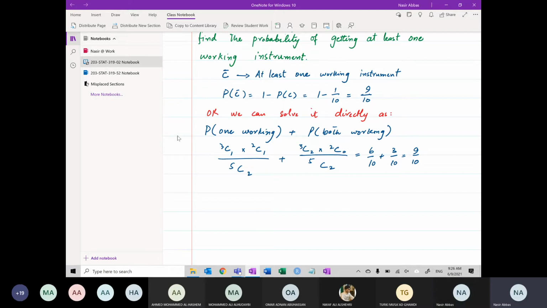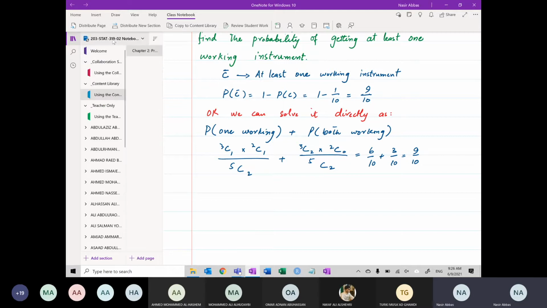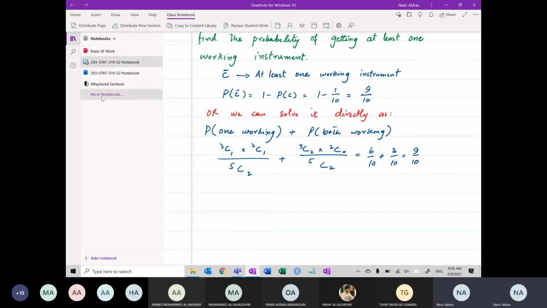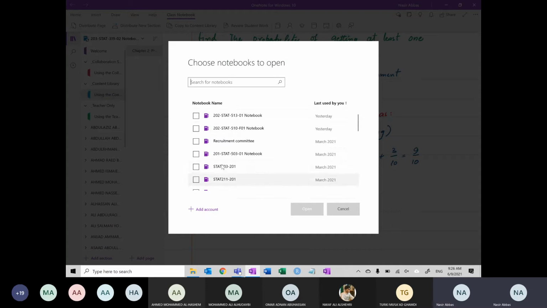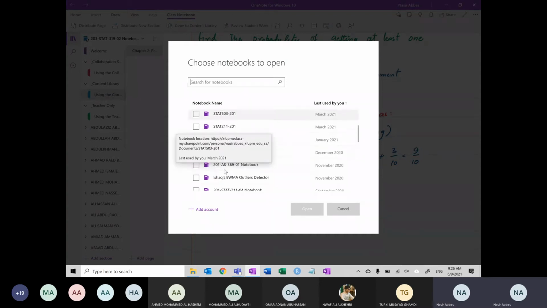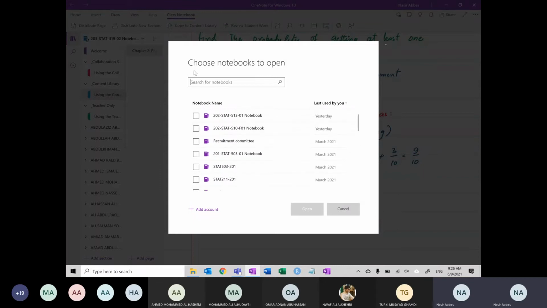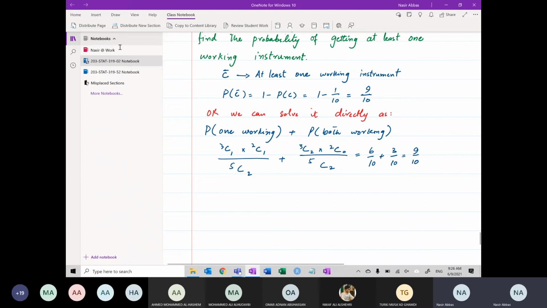If you go to OneNote and you click on notebooks and you click on more notebooks, here you'll be able to see all the notebooks, and you should be able to see one of them named Stat 319-02 notebook somewhere at the top. I have already transferred it to the recently used list, so I don't see it here. For me, I see it here in this list.